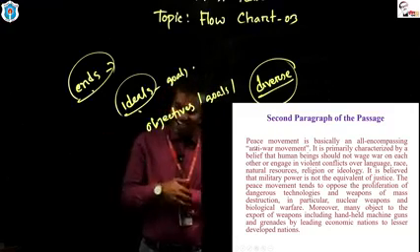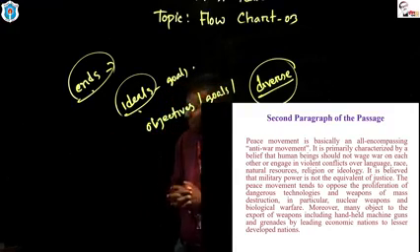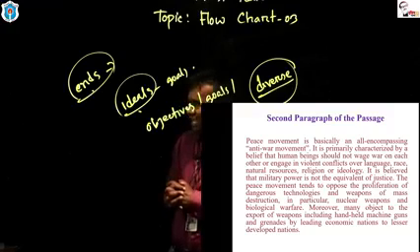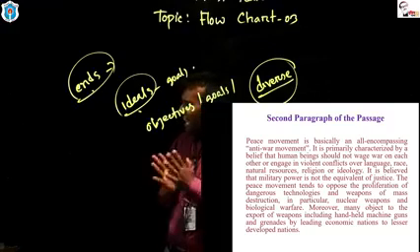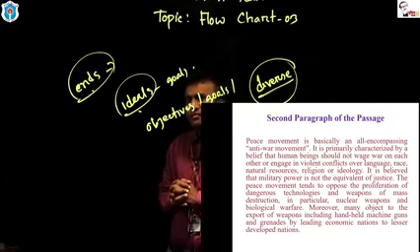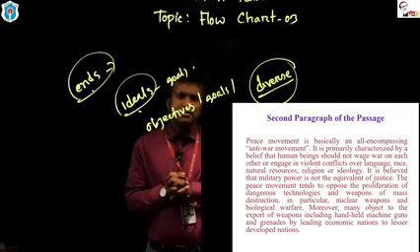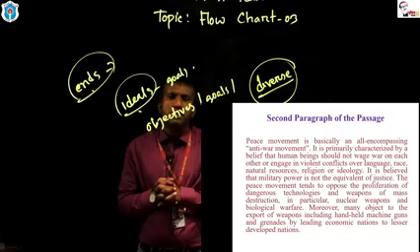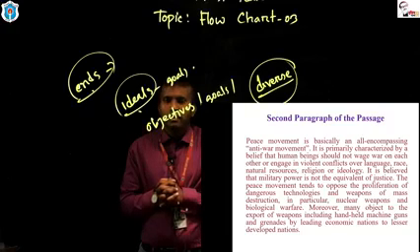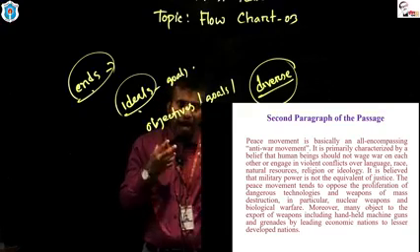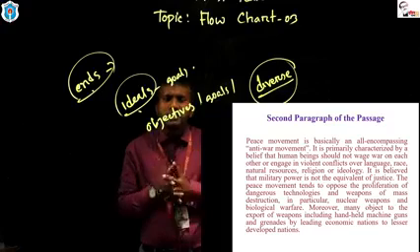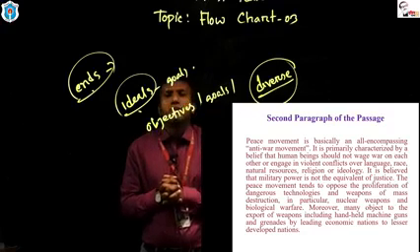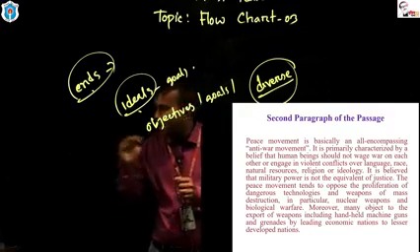Look at the first line. Peace movement is basically an all-encompassing end-to-war movement. Throughout the world, people are engaged in war, in strife, and our main fight is against war now. That's why the line is there.